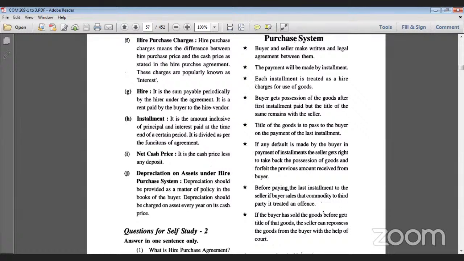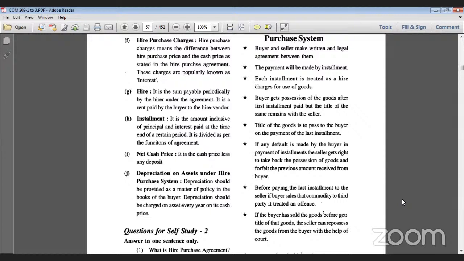In the hire purchase system, buyer and seller make a written and legal agreement between them. The payment will be made by installment. Each installment is treated as a hire charge for the use of goods. Buyer gets possession of the goods after the first installment is paid, but the title of the same remains with the seller. The title of the goods is passed to the buyer on the payment of the last installment. If any default is made by the buyer in the payment of installment, the seller gets the right to take back the possession of the goods and forfeit the previous amount received from the buyer before paying the last installment.